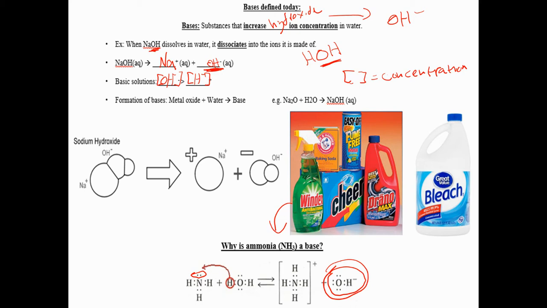How do you produce bases? Well, instead of a non-metal oxide reacting with water, it's a metal oxide reacting with water to produce a base. So for example, here I have sodium oxide. It's a metal oxide because it's metal with oxygen. Reacting with water produces sodium hydroxide. So a metal oxide reacting with water will produce a base.